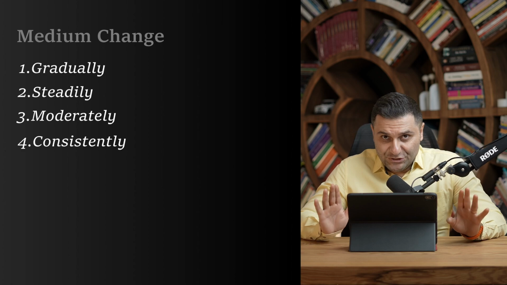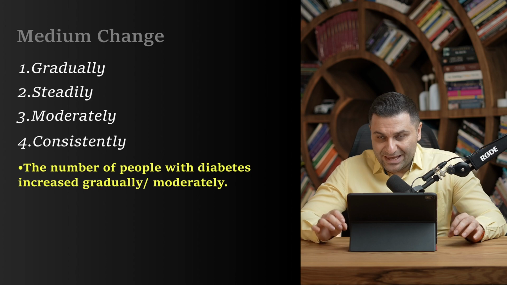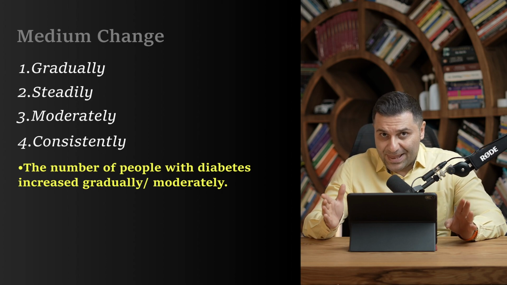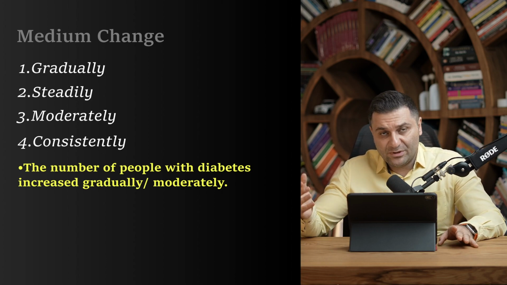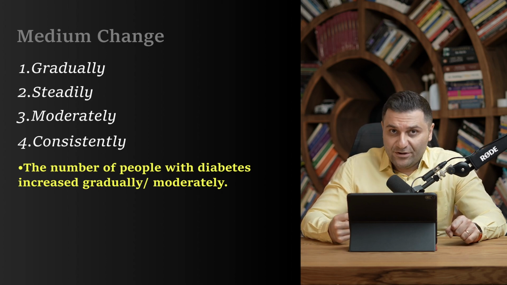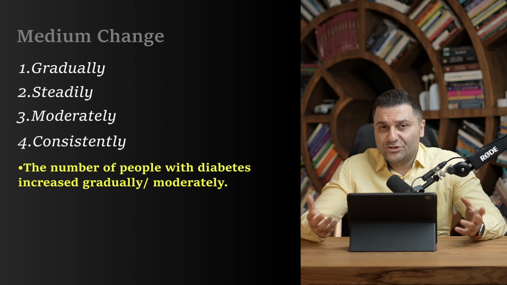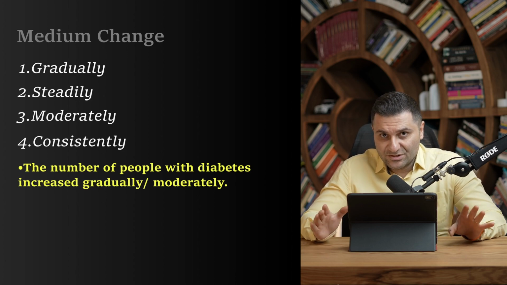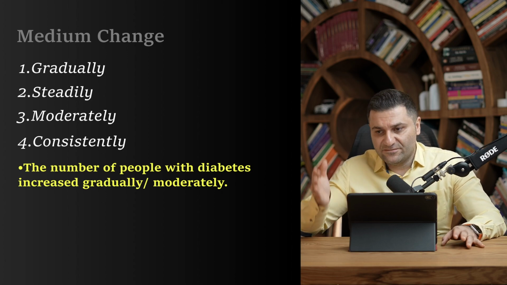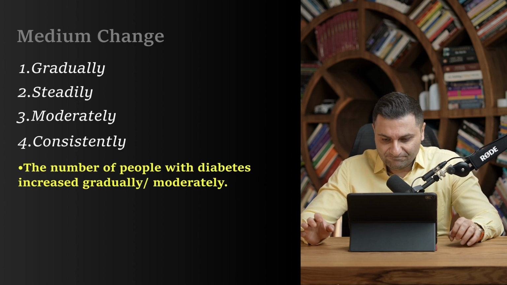Now I'm going to make two sentences out of these four adverbs. The number of people with diabetes, this is our noun phrase. Increased, this is our verb, and then we'll have the adverb: gradually or moderately. This is the structure: noun phrase, verb, adverb. Very simple, really very easy.